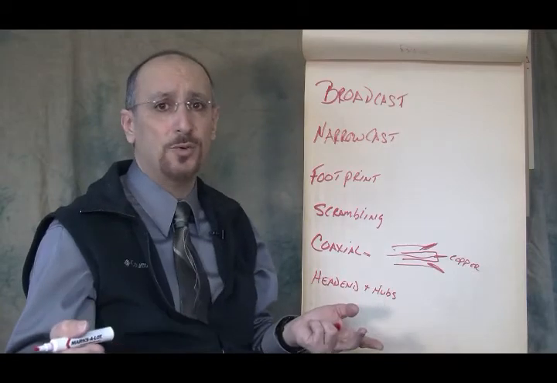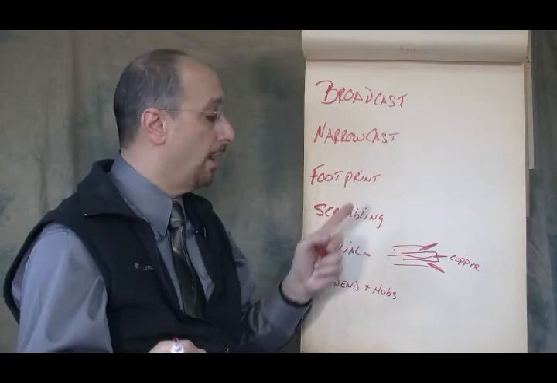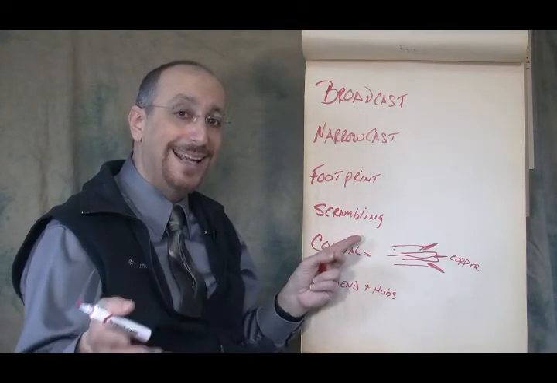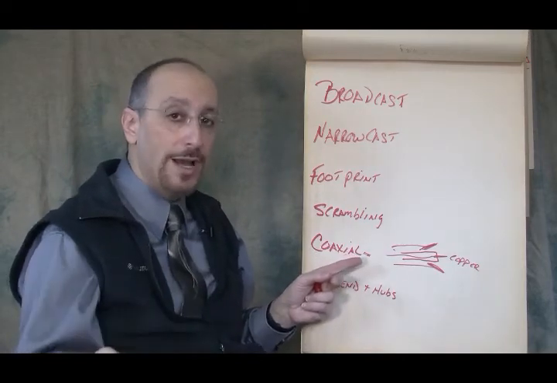It doesn't go beyond this room because you can't hear me outside the room. So that's the other definition, signal coverage. Scrambling is when the company scrambles the signals because they don't want you to see it unless you pay for it, and that's what you need this decoder box to do.